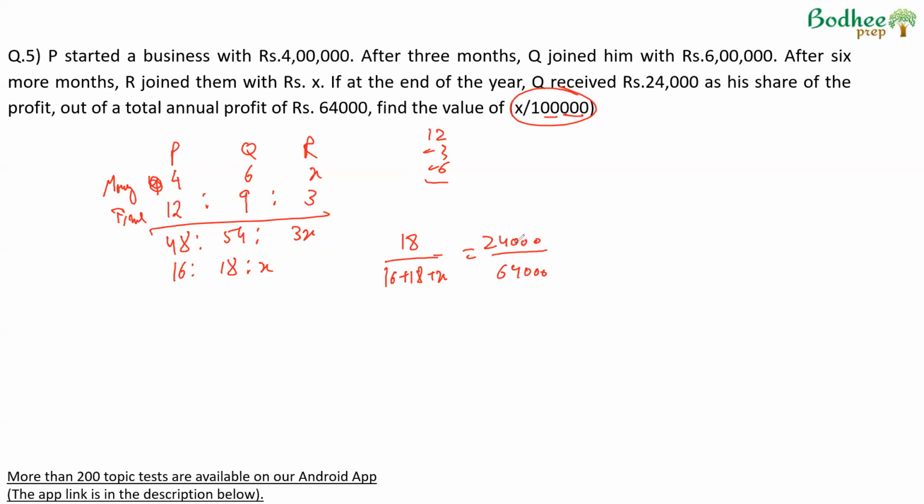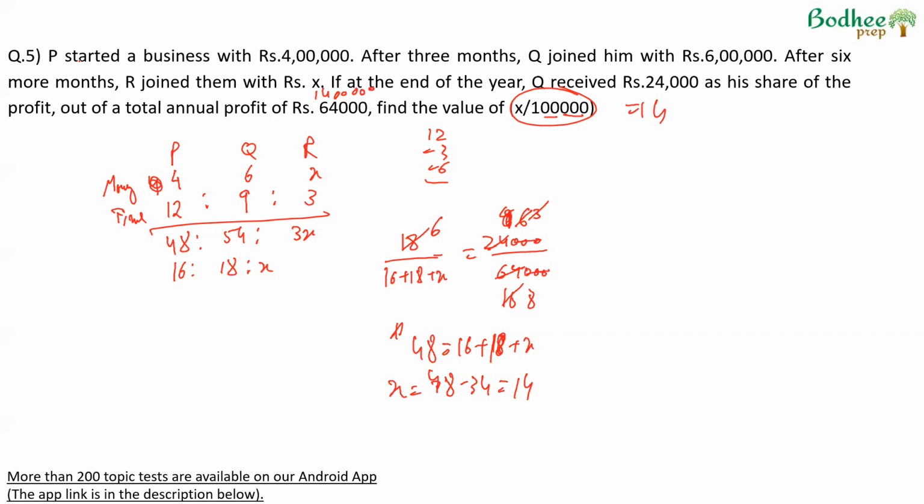The zeros cancel. 6 4s are 24, 4 16s are 64, 8. 18, or we can cancel this out as well. 3 6s are 18. So cross multiply, 6 8s are 48 is equal to 16 plus 18 plus x, and 16 plus 18 becomes 34. So x is 48 minus 34, which is 14. So the amount of money that R put in was 14 lakh rupees. We have to find the value of x upon 1 lakh. So 14 becomes the answer.